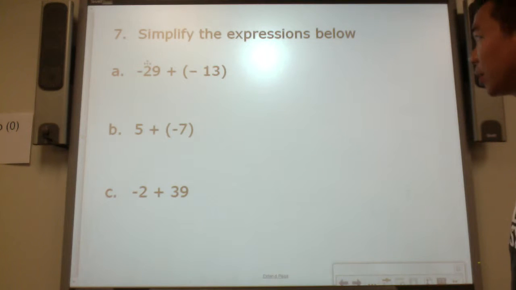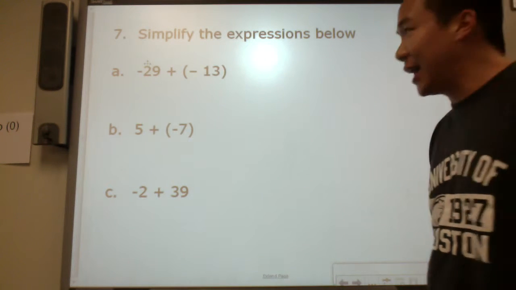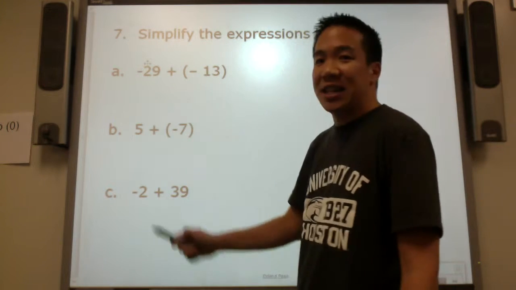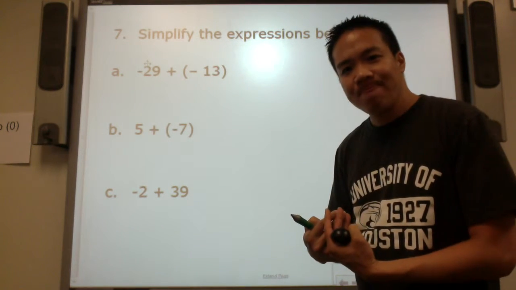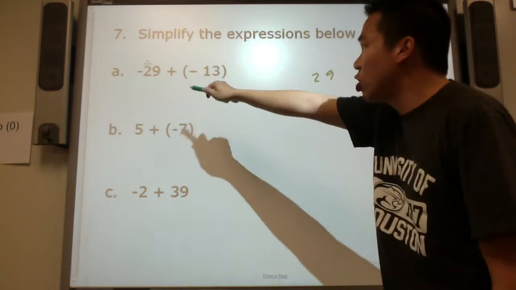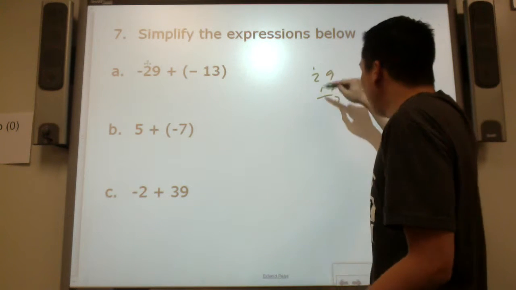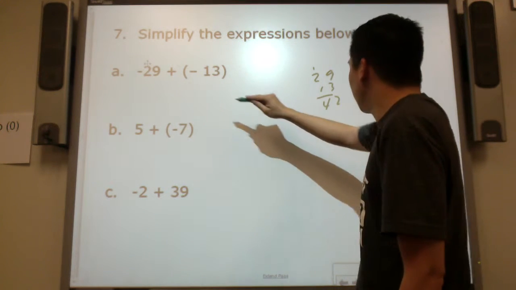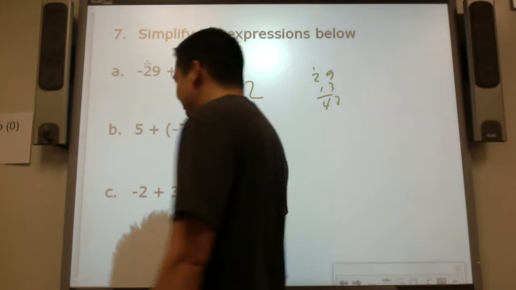Number 7. Do you remember how to add integers? So I have 29 negatives, and I'm going to put it with 13 more negatives. Will any negatives become 0 pairs? I don't think so. That's a lot of negatives. So let's count how many negatives. If I draw 29 negatives, which I'm not going to do, and I draw 13 more negatives, how many negatives would I have to draw? 42 negatives.